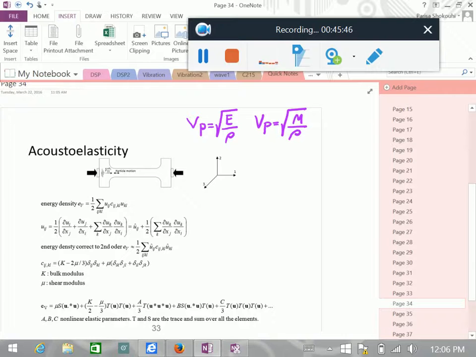Right. Because what assumptions did we make to get those equations, remember? What assumption did we make about the material? The material is linear elastic. Of course, what we got is independent of stress. That's why. But in reality, when you apply an external strain, the material has nonlinearity. So acousto-elasticity is a manifestation of nonlinearity.